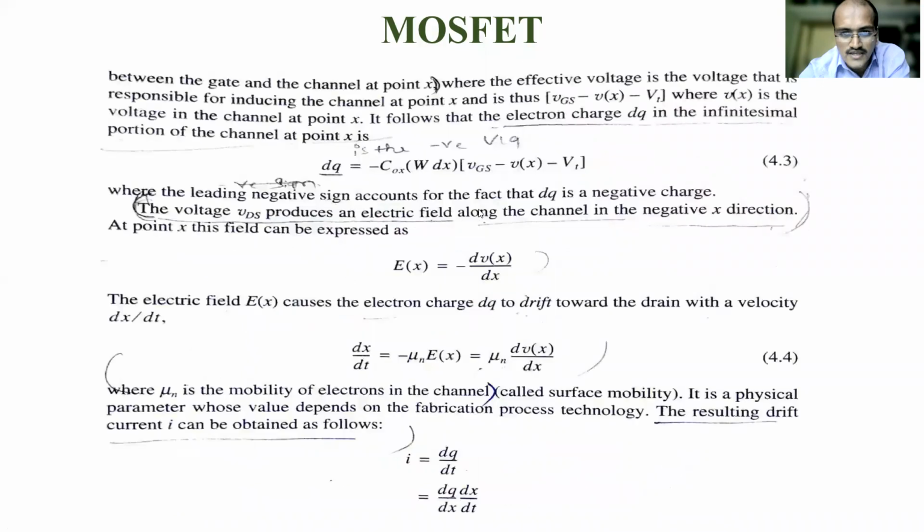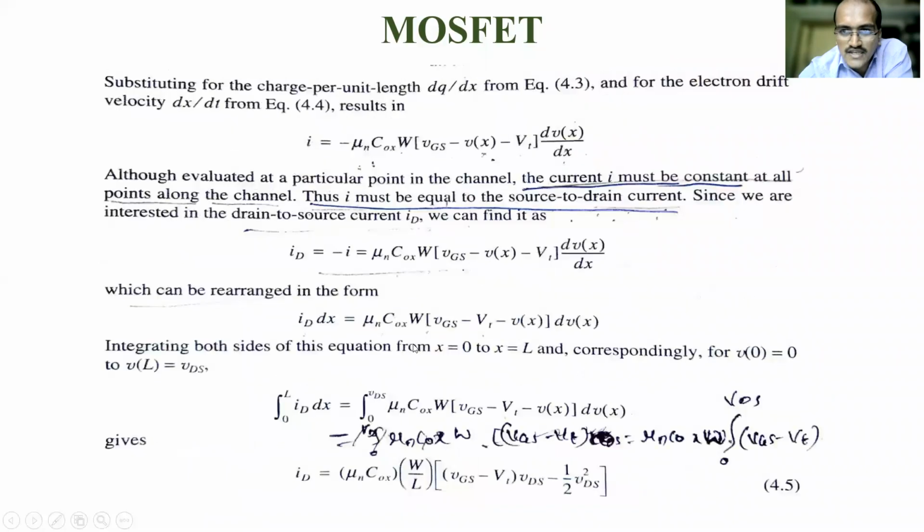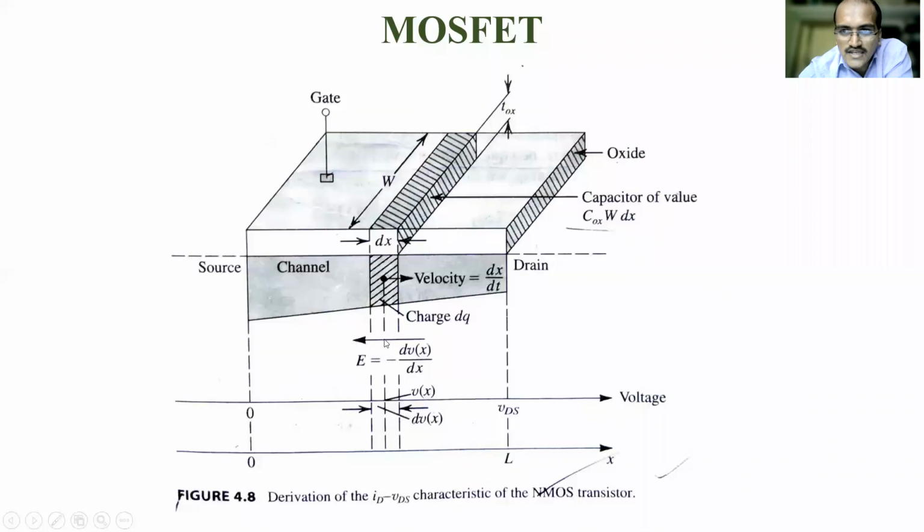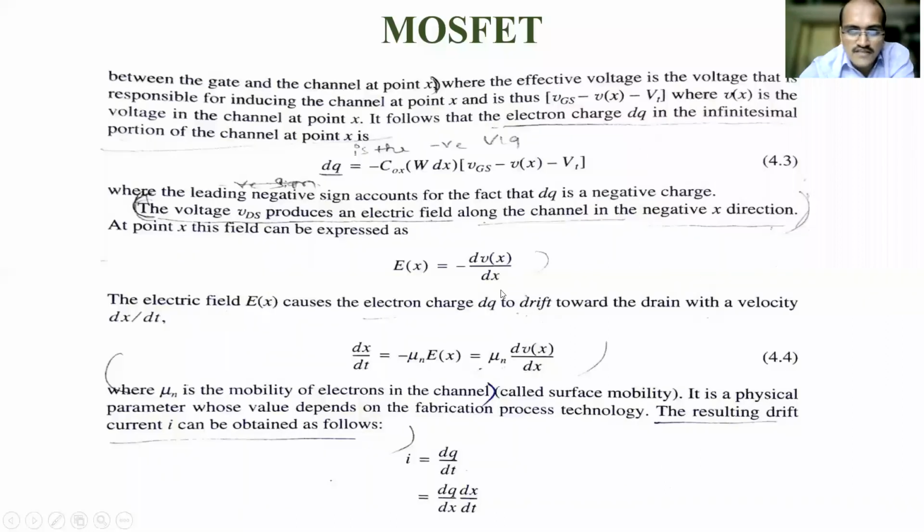The voltage VDS produces an electric field along the channel in the negative x direction. Since the direction we have taken here is this way, but the normal electric field is opposite, that is why, considering this side, I have taken a minus sign here. If you show the direction this side, it is plus. This is dVx by dx.